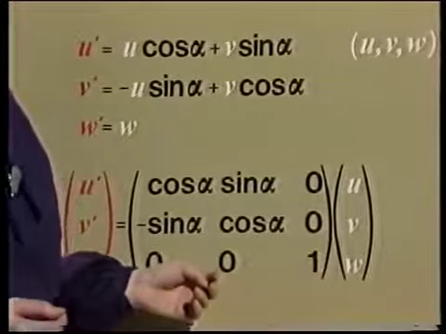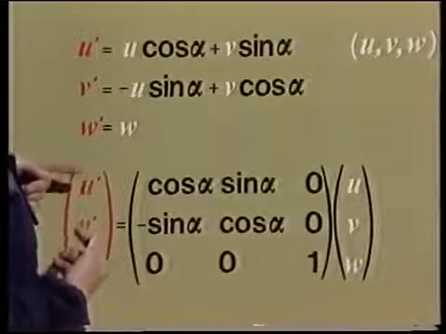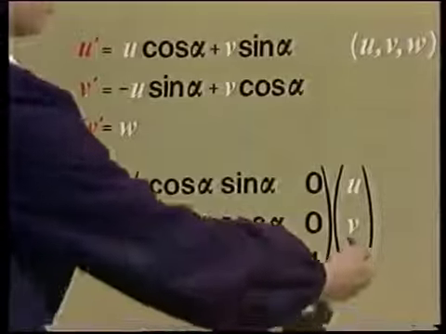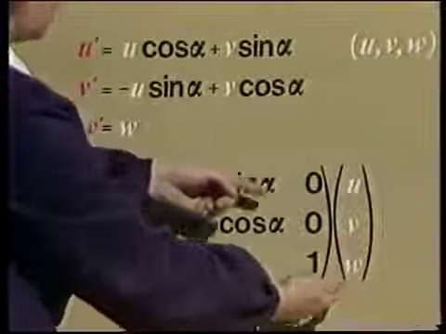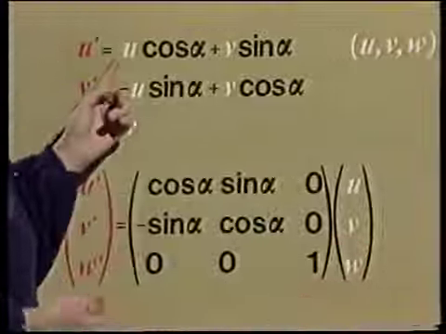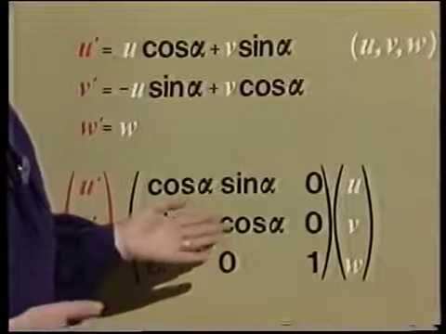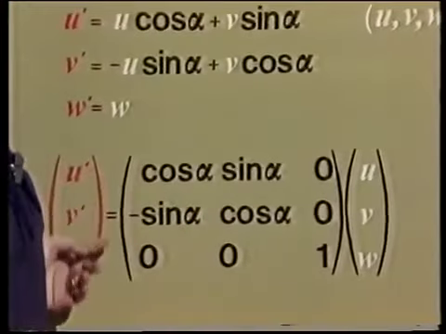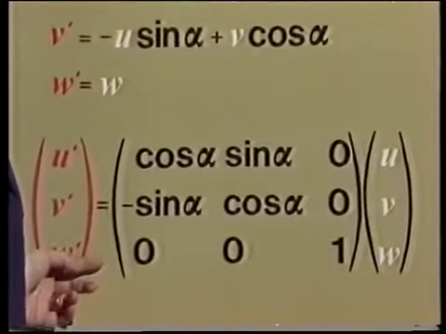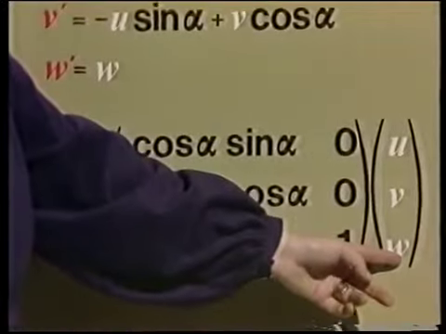Checking this matrix product really does give us these equations. We'll check the first equation. So we get u dashed. Doing the matrix multiplication, we get u cos alpha plus v sine alpha and no w's. That's our first equation, and so on. This is the matrix form of these equations. It expresses the new coordinates as a column vector in terms of a square matrix times the column vector of our old coordinates.